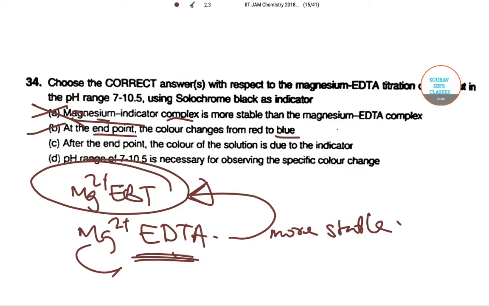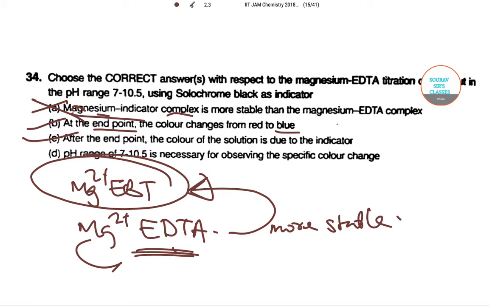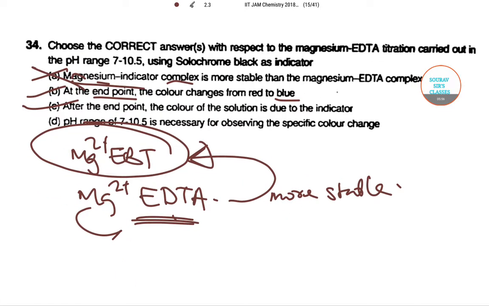And C says at the end point the color of the solution is due to the indicator, which is again true because it is the EBT presence in the solution which gives the color. And D says the pH range of 7 to 10.5 is necessary for observing the specific color change, and this is also true. We need a basic medium in order to observe this color change.